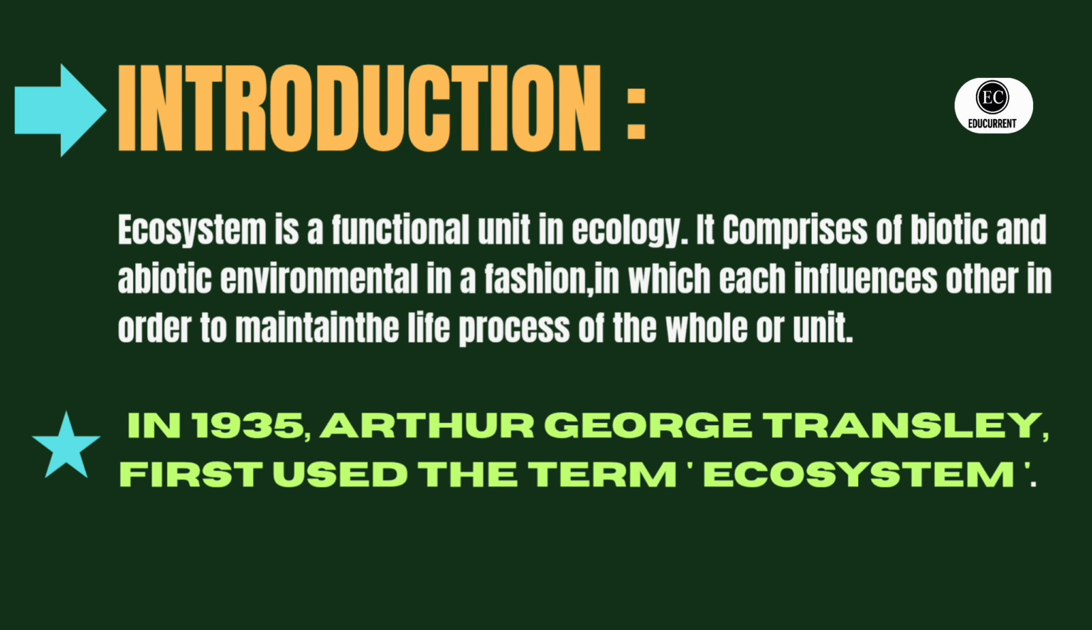Introduction. Ecosystem is a functional unit in ecology. It comprises biotic and abiotic environments in a fashion in which each influences the other in order to maintain the life process of the whole or unit. In 1935, Arthur George Tansley first used the term ecosystem.